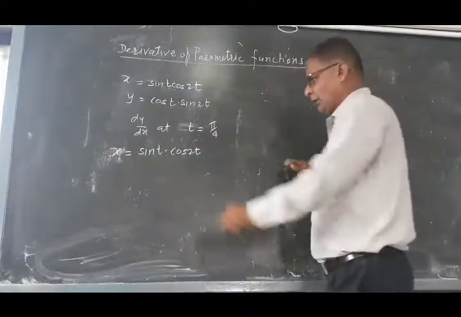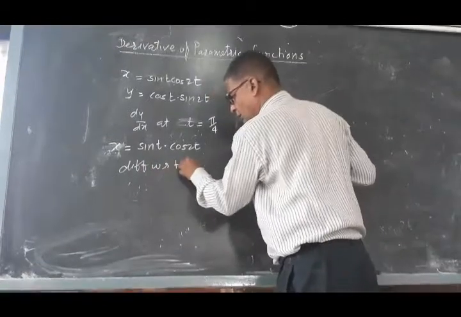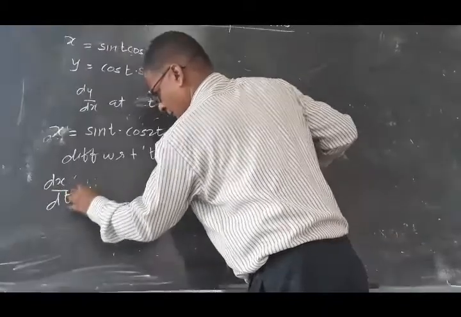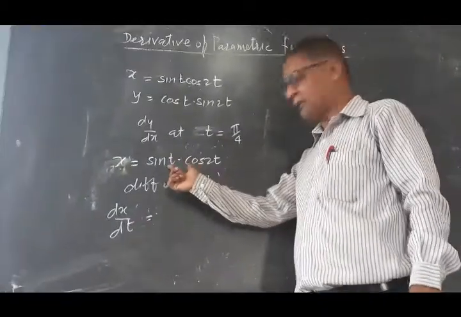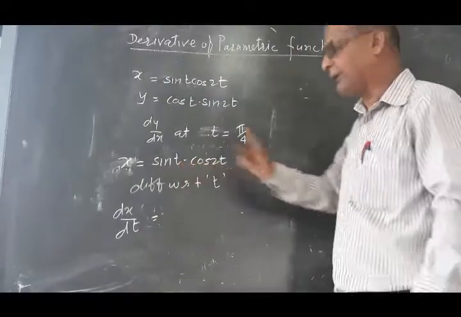Correct? Differentiate with respect to t. Now we can get dx upon dt is equal to... Now there are two functions here, sin t and cos 2t. We can use the product rule of derivative.